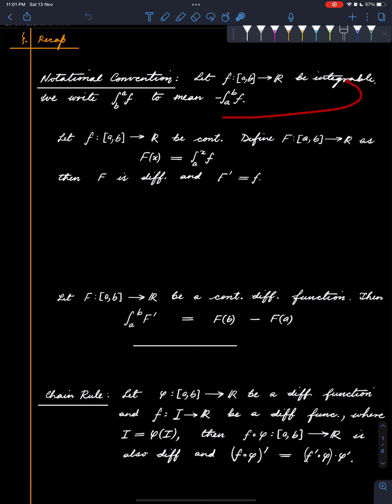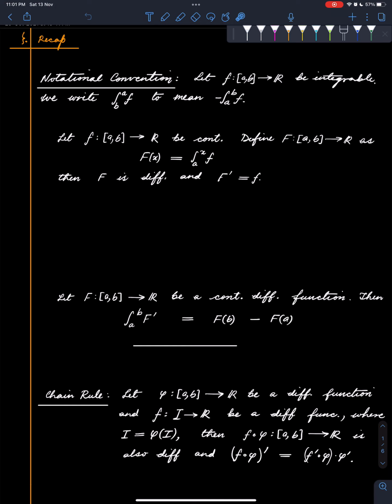So one thing that I want to introduce is this notational convention, which I somehow forgot to introduce earlier, but doesn't matter. Suppose you have an integrable function, and of course by integrable I mean Riemann integrable. Then we write this, where you see b is greater than a, but we are writing b below and a above. So we write this to mean that. Okay, and now let us recall the fundamental theorem of calculus.